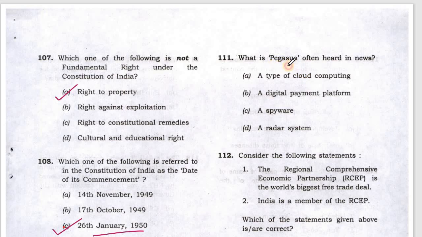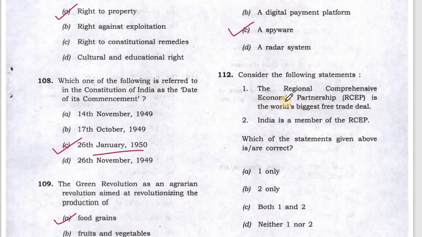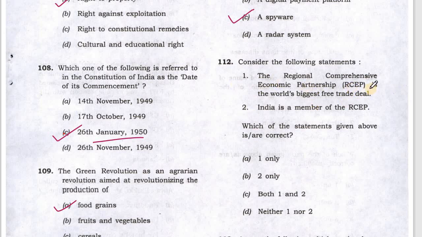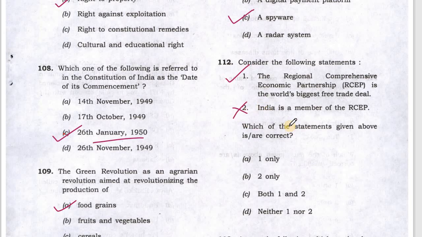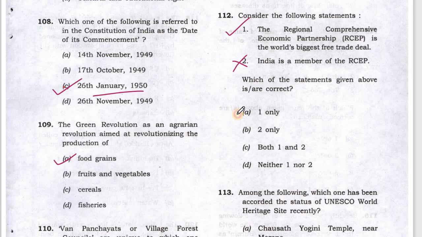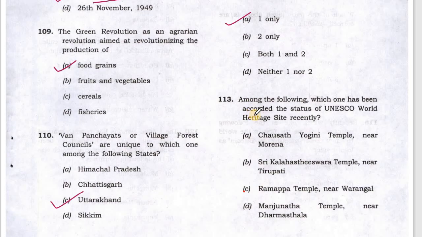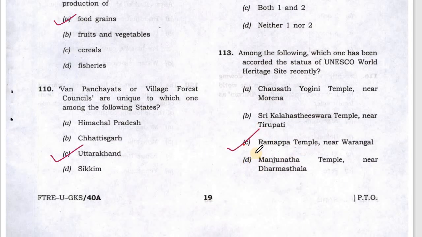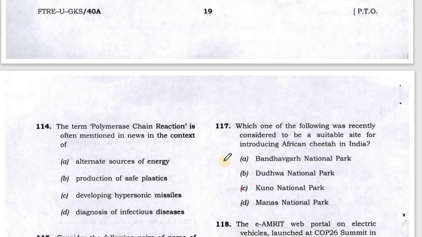Next, Pegasus, it is very much in the news. So this is spyware. And the Regional Comprehensive Economic Partnership, so this is the world's biggest trade deal. So option A will be correct, and India is not part of it. India recently moved out from this RCEP. So option A will be the correct one. And next is, which one of the following is according to the status of UNESCO World Heritage? So this is the Ramappa Temple. C will be the correct one.